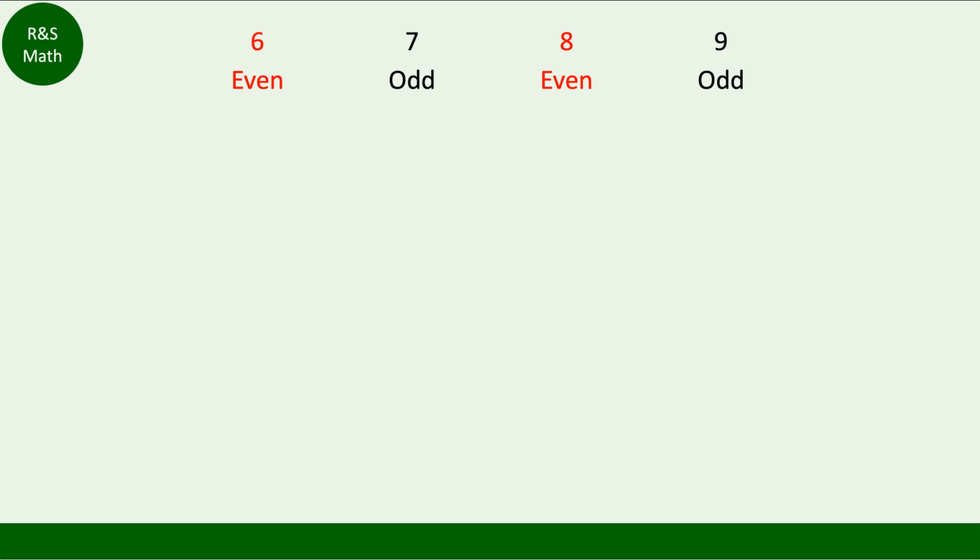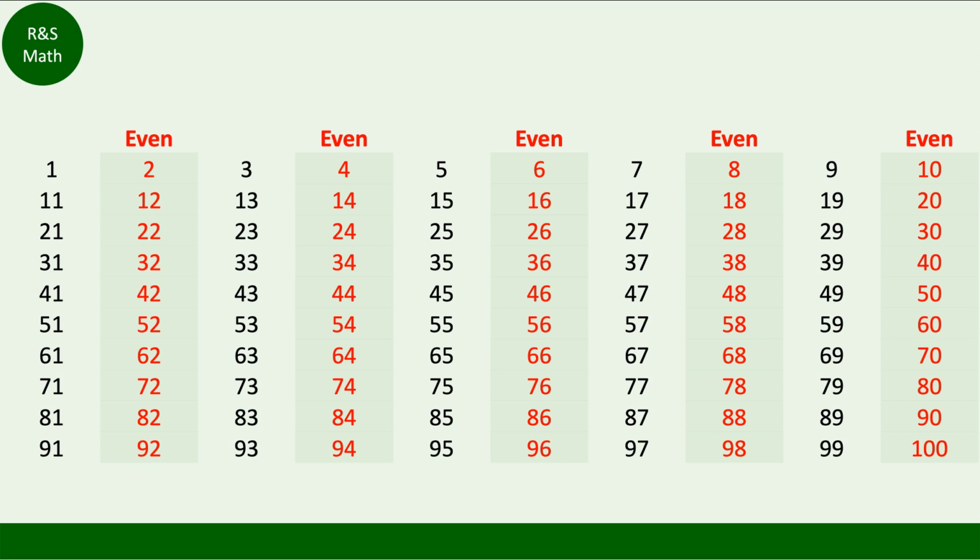You might notice a pattern here. Even and odd numbers seem to alternate. That's true. The whole numbers alternate between odd numbers and even numbers. Look at this table of the whole numbers from 1 to 100 with the even numbers in red. The even and odd numbers alternate. But there is something else interesting.